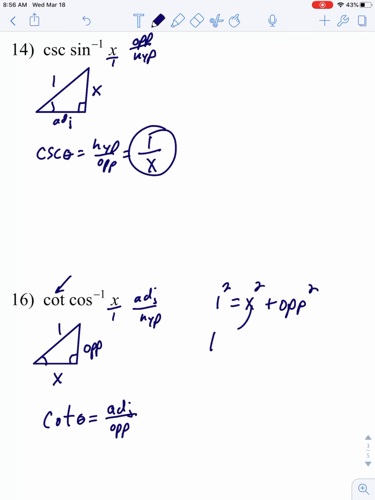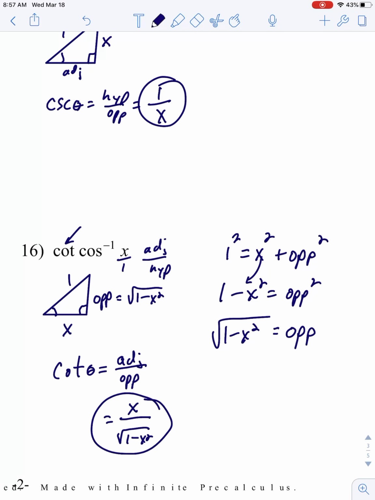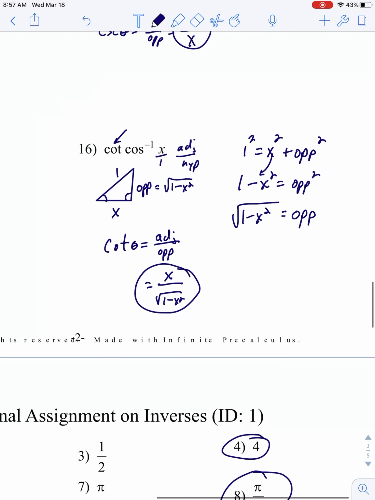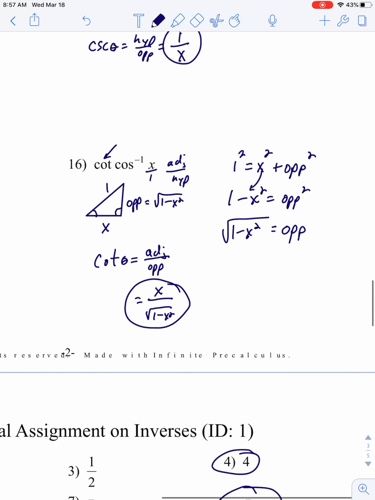I can subtract the x squared over to the other side. And then that means the opposite is going to be the square root of 1 minus x squared. So this is square root 1 minus x squared. And really we can finish the problem now. Cotangent is adjacent, which is x, over opposite, square root of 1 minus x squared. And that is number 16. Scroll down and check it. X over the square root of 1 minus x squared, and we're good.